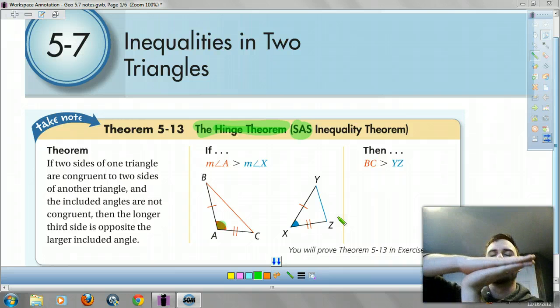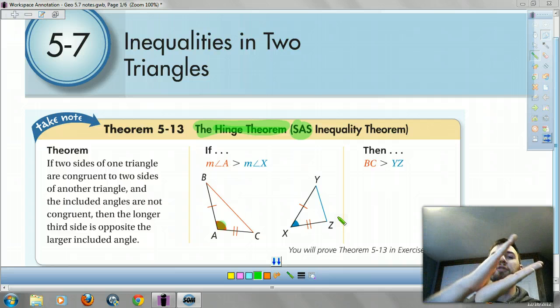Just like that door, guys. Small angle, small opposite side. I'm not changing these two side lengths, just the third. It gets bigger as that angle gets bigger.